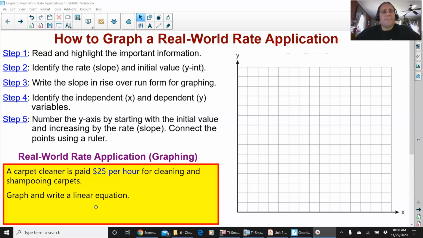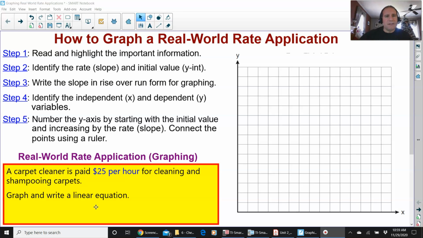That's your second step. The third step is to write the slope in rise over run format because you're graphing. And it's the easiest when it's in that rise over run format to graph it. Identify the independent, which is the x, and the dependent, which is the y variables. Number the y-axis starting with the initial value, whatever the initial value is, and then rising using the slope. And connect those points using a ruler.